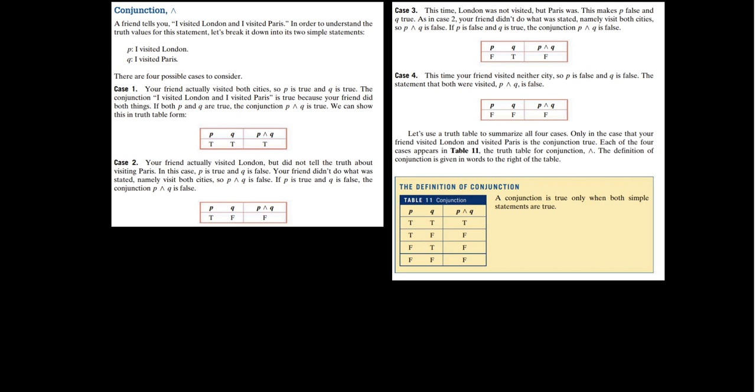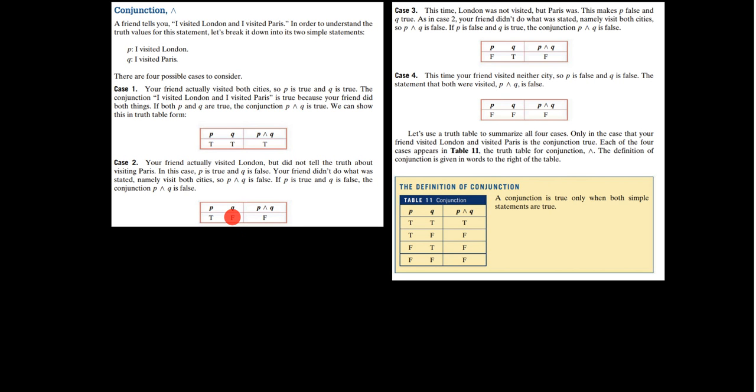For P and Q to be true, if we're going to make a table, the table is going to end up looking like this. This is just the first top part of the table. If P is I visited London and Q is I visited Paris, then if I visited London and I visited Paris, it's true that I visited London, it's true that I visited Paris, and therefore it's true that I visited both.